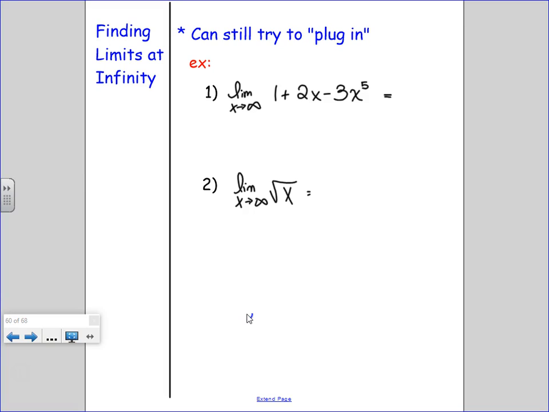Are you guys thinking through, what if you were to plug in infinity? The biggest infinity is negative. Does 1 win against infinity? No. Does 2x, 2 times infinity, win against negative 3x to the 5th? No. So it's all one big strand and we're plugging in infinity. It's going to be an infinite answer, but you have to check the sign.